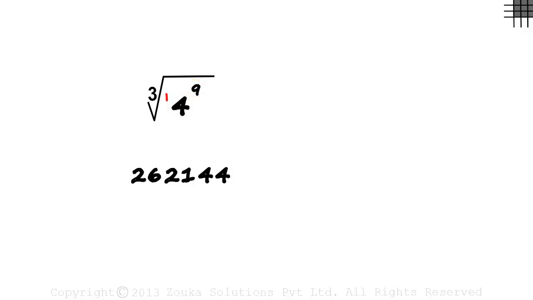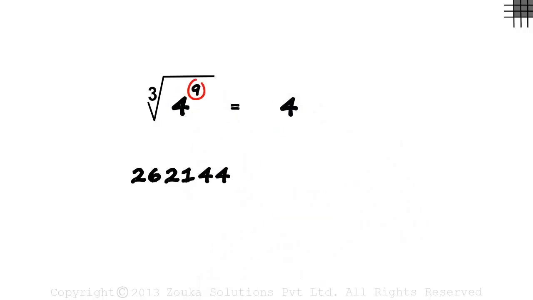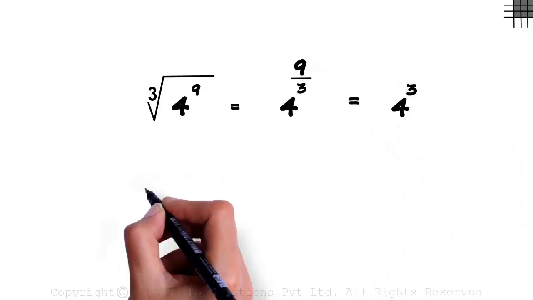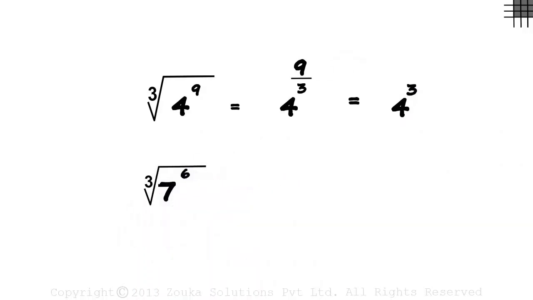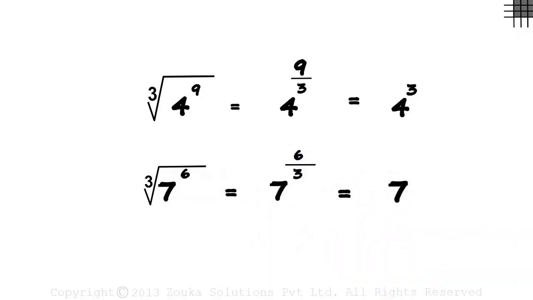Here the base is 4. Hence we write a 4 here. And divide 9 by 3. Hence we get the cube root of 4 raised to 9 as 4 raised to 3. Now let's try finding the cube root of 7 raised to 6. We can write it as 7 raised to 6 by 3, which equals 7 raised to 2. So remember, keep the base same and divide the exponent by 3.